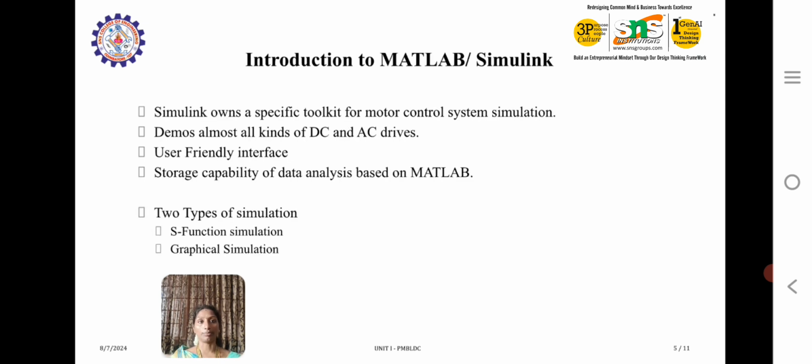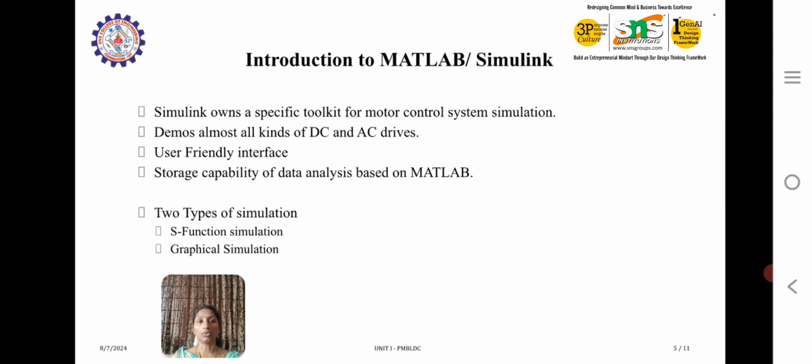And coming to the introduction to MATLAB Simulink, many electrical software packages are available, whereas here I have taken MATLAB. We can do this in LabVIEW and also in PSpice, also in ECAD. So these software packages may also be used. MATLAB Simulink owns a specific toolkit for motor control system simulation, and there are many demos available in MATLAB for both AC and DC drives. It has a very user-friendly interface, and the storage capacity of the data analysis is based on MATLAB. So Simulink is a tool, and we have two types of simulation. We can call them S-function and graphical simulation.